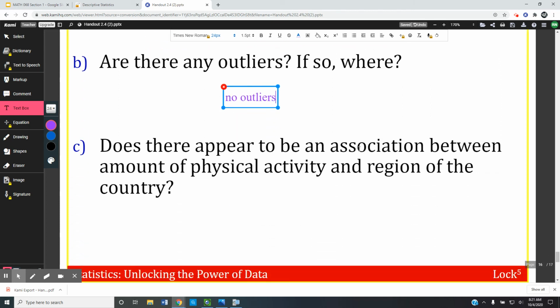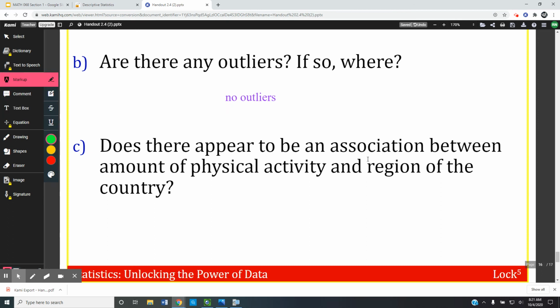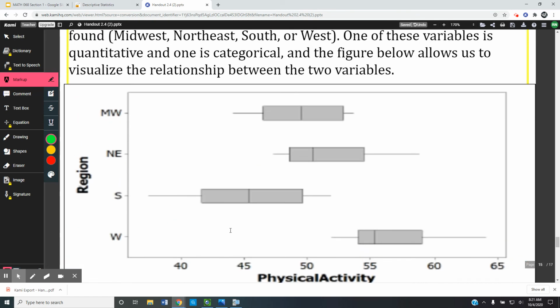Does there appear to be an association? Now, this is a word which is much different than causation, right? Association. Does it appear that something is trending? That's what you can think about between the amount of activity and the region of the country. Okay, so take a look. First of all, let's just compare the South and the West right here. Almost the entire box and whisker plot is above. If I were to draw a little line, almost the entire box of the West is above that of the South.